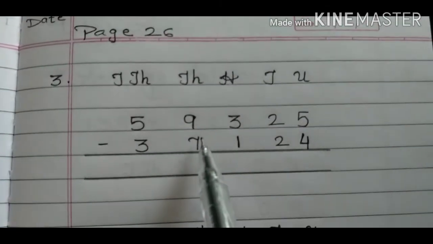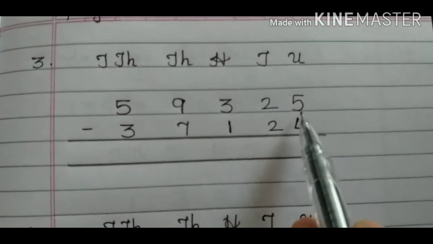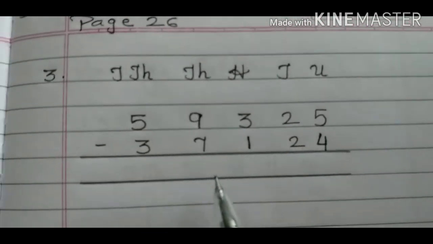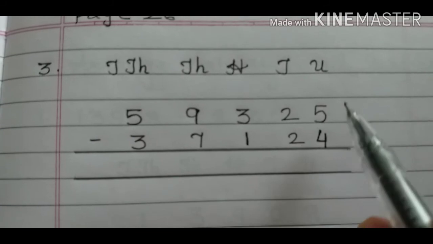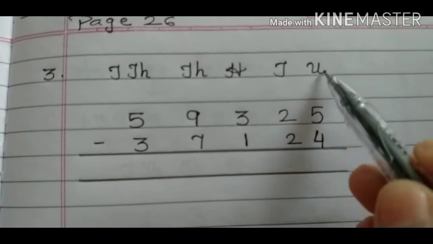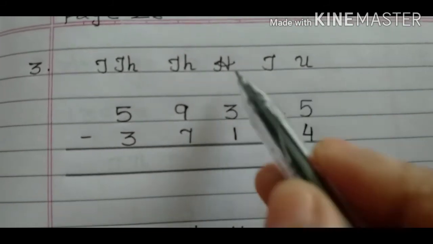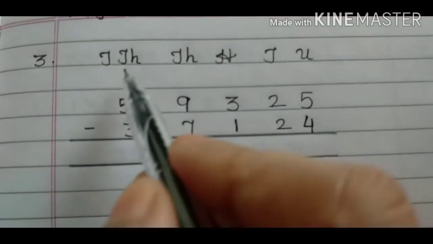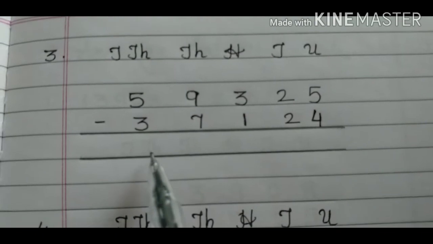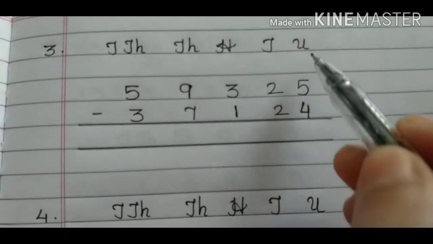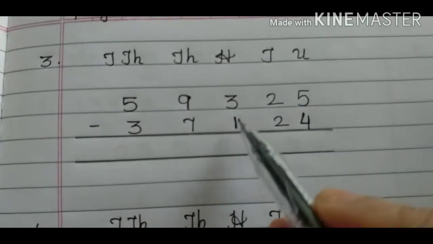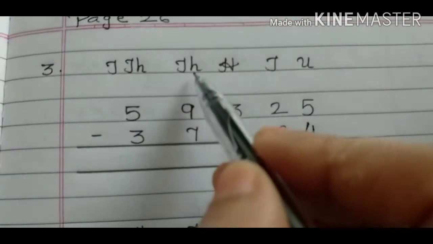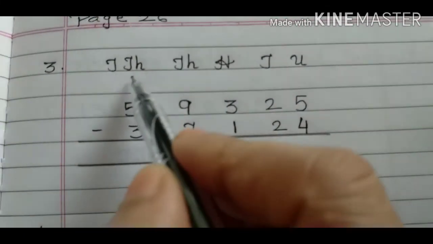Moving to the next, third question. Our number is 59,325 minus 37,124. You can see here 5 is in units place, 2 is in tens place, 3 is in hundreds place, 9 is in thousands place and 5 is in 10,000s place. And in the second number, 4 is in units place, 2 is in tens place, 1 is in hundreds place, 7 is in thousands place, 3 is in 10,000s place.